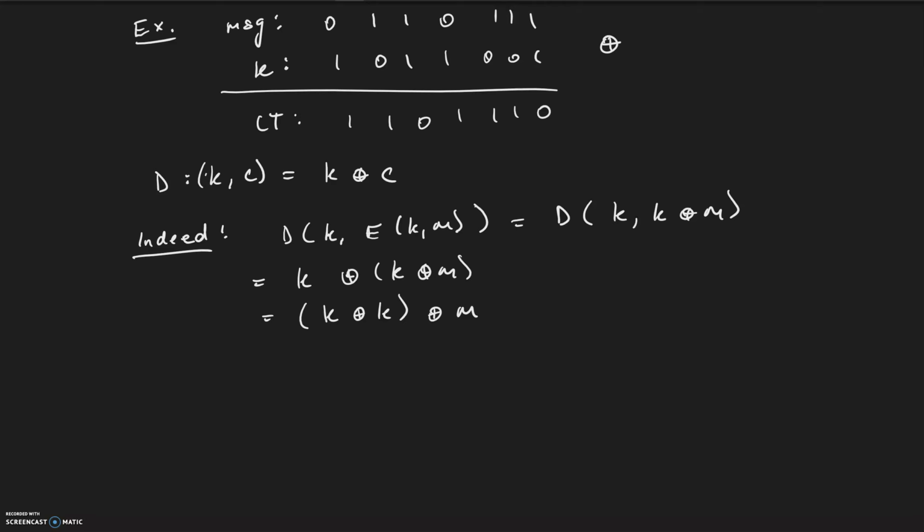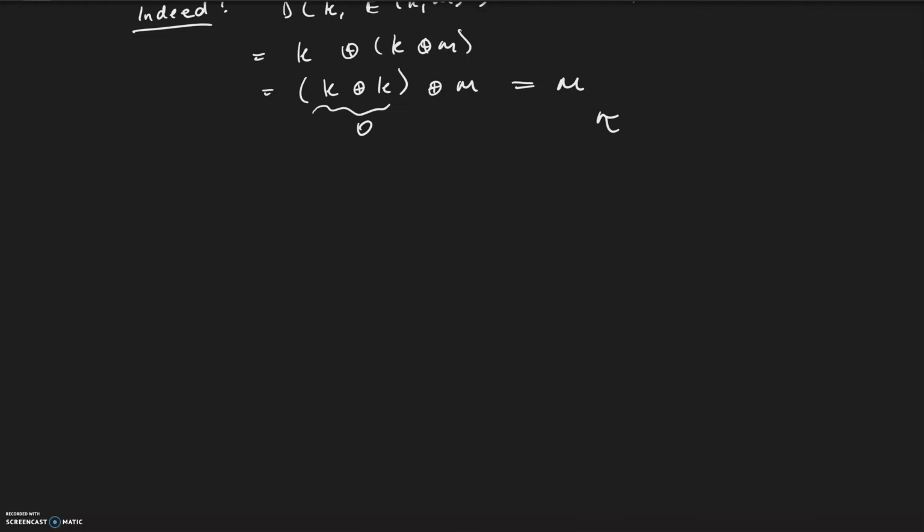K XOR K is 0, and 0 XOR anything is simply that thing. So 0 XOR M, right? So if this is 0, then 0 XOR M is going to be M, right? So we had to make sure that if we decrypt a ciphertext that was encrypted using a particular key, we had better get back the message M. So if we look at the encryption of K and M, there we go.